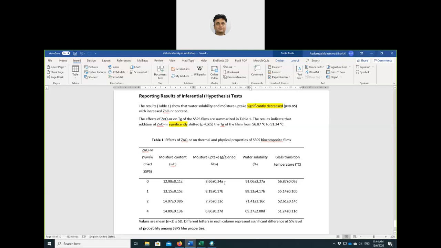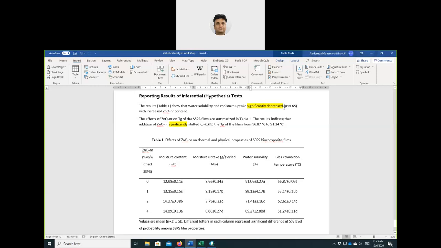It should be in the same arrangement, the first letter coming for the higher. Or if you want to put the first letter for the lower, you need to do that for all. You cannot start A from the lowest for this one and A from the highest for that one. You need to be consistent in putting the letters. And you can see for this one, it is reported here as significantly decreased. Uptake significant. Why significant? Because it's A, B, C. If all are A, it is different, but it's not significant.